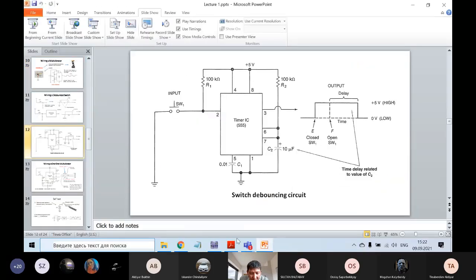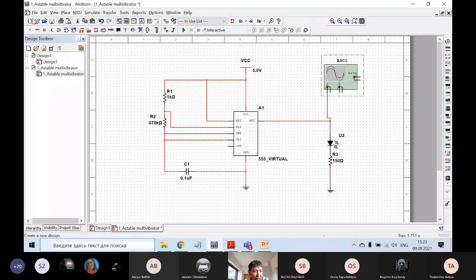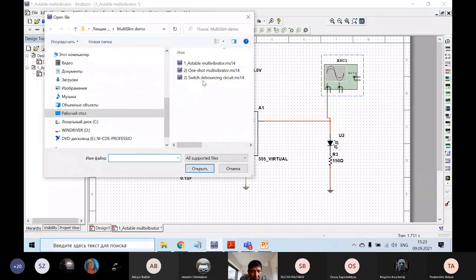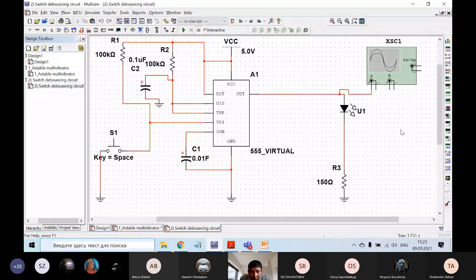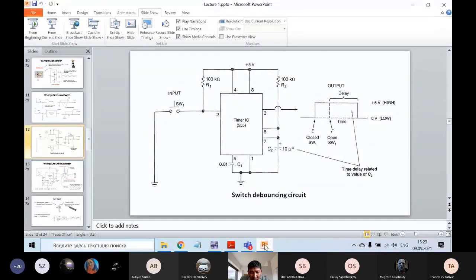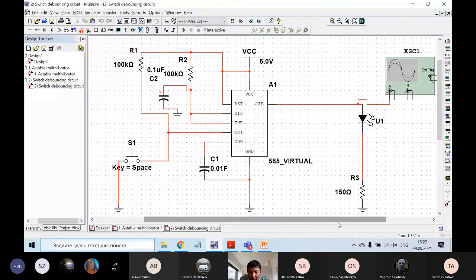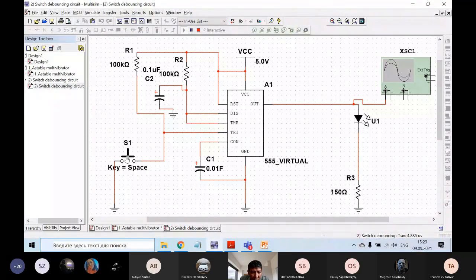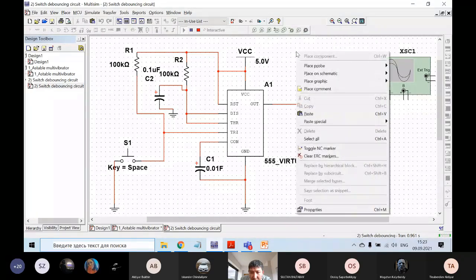So I will show you a simulation. Actually it's the same circuit, but it was created in Multisim. So let's start it. I start and I push the button. Please watch the LED. So when I push, you can see I have a signal here. Okay, do you have any questions? No. Okay.